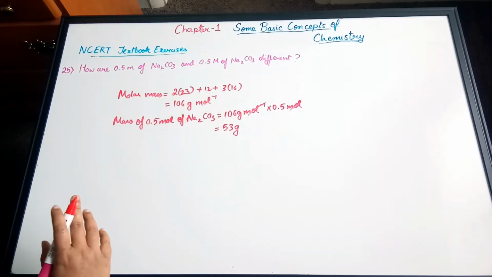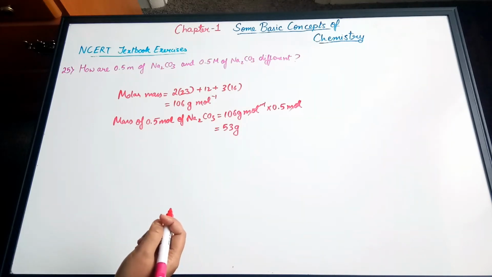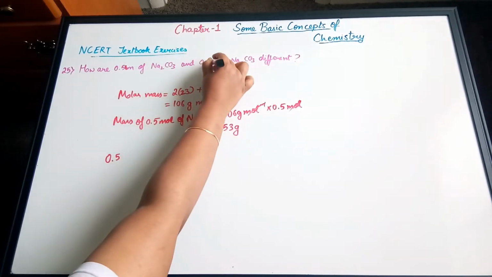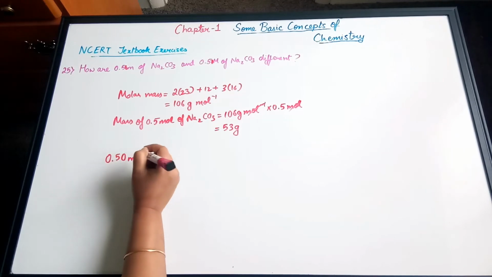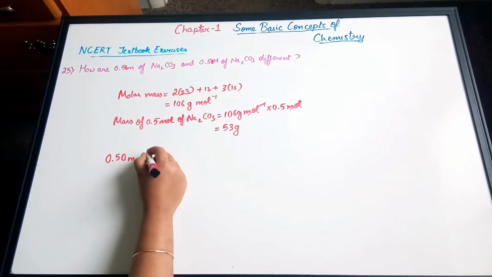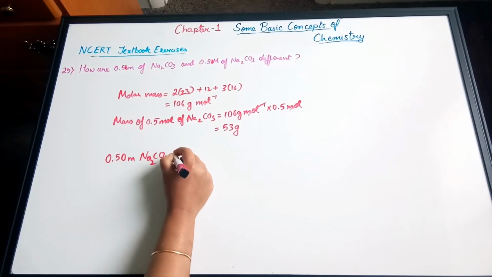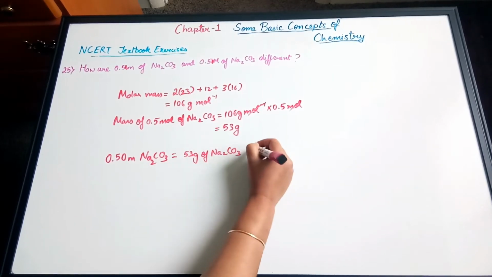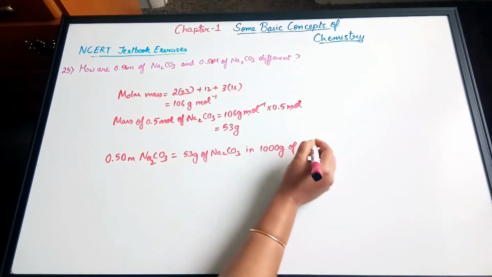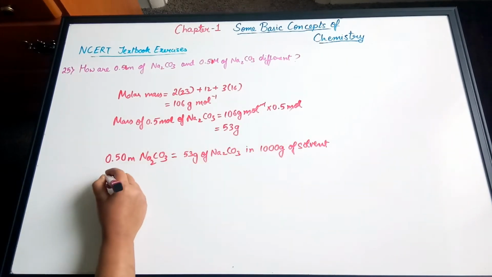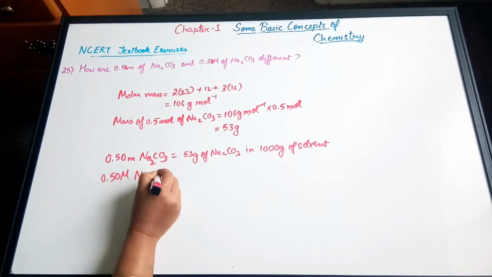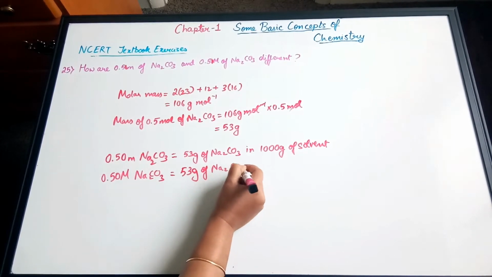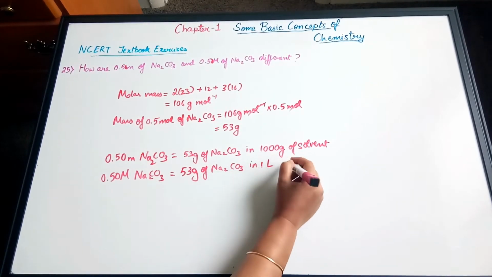So we need to find out how a small m differs from a capital M, molal and molar. Oh, I'm so sorry, the question has 0.50. The reason this is important is the significant figures. So a 0.50 molal solution of Na2CO3 will have 53 grams of Na2CO3 in 1000 grams of the solvent, and 0.50 capital M molar Na2CO3 will have 53 grams of Na2CO3 in 1 liter of the solution.